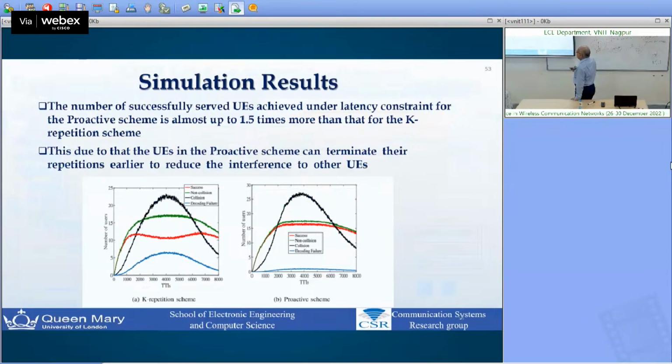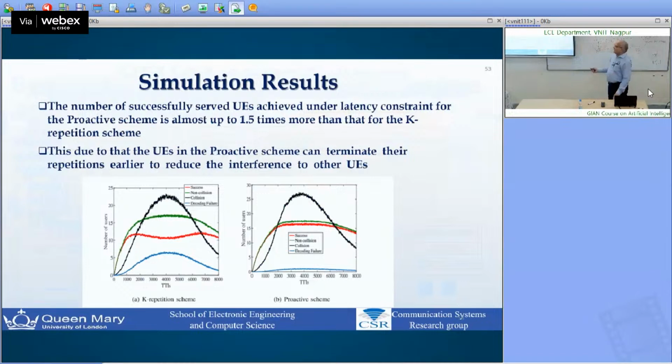If you take the number of successfully served user equipments, under the proactive scheme it is 1.5 times more than the repetition scheme. So here you can see the red line: roughly 10, here roughly 15 during the burst scenario. The reason is the repetition scheme will not meet the latency constraint. Latency constraint is 2 milliseconds. If it does not meet the 2 milliseconds, it's failed.